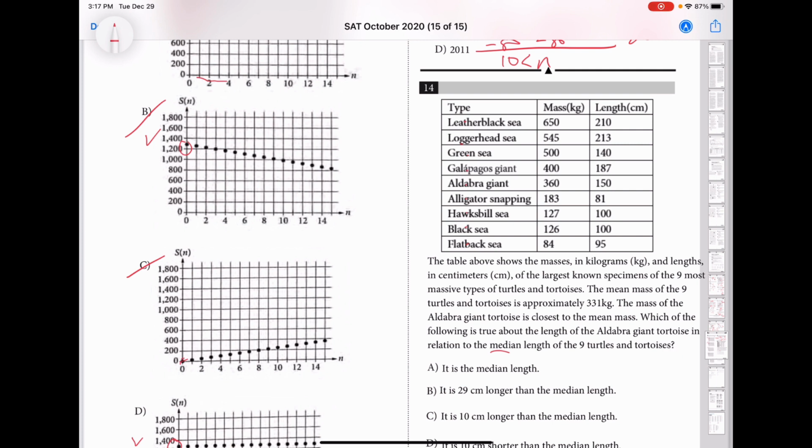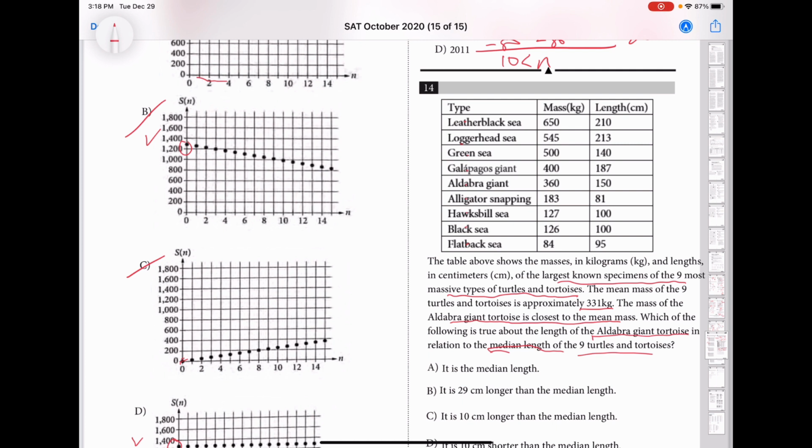Based upon this, it says the table above shows the mass in kilograms and lengths in centimeters of the largest known specimens of the 9 most massive types of turtles and tortoises. The mean mass of the 9 turtles and tortoises is approximately 331. The mass of the Aldabara giant tortoise is closest to the mean mass. Which of the following is true about the length of the Aldabara giant tortoise in relation to the median length of the 9 turtles?